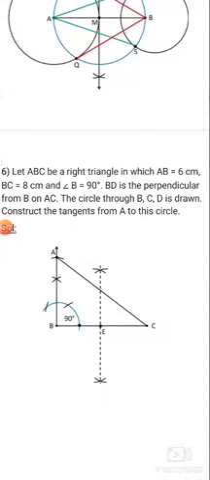Okay, let ABC be a right triangle in which AB is equal to 6 cm, BC is equal to 8 cm, and angle B is 90 degrees. BD is the perpendicular from B on AC. The circle through B, C, D is drawn. Construct the tangent from A to the circle. Now we know how to construct the triangle that you have studied in the previous classes.